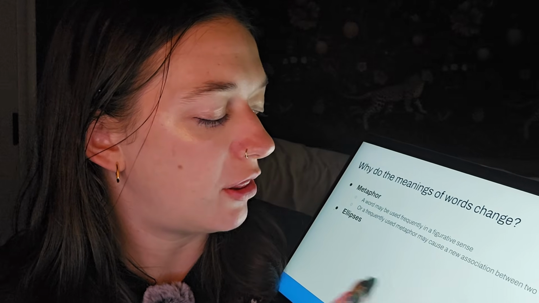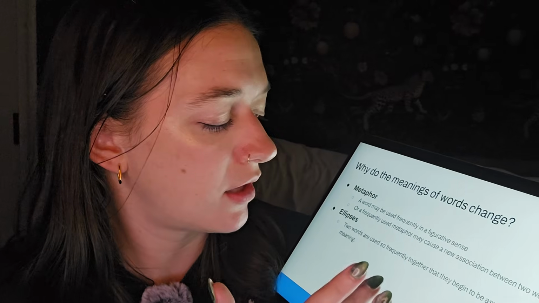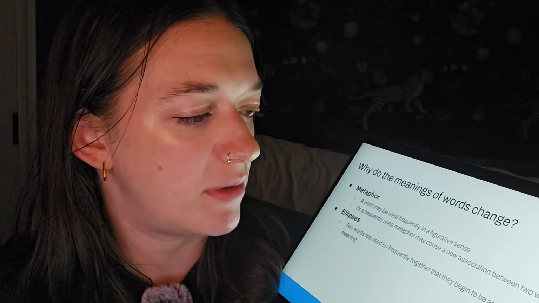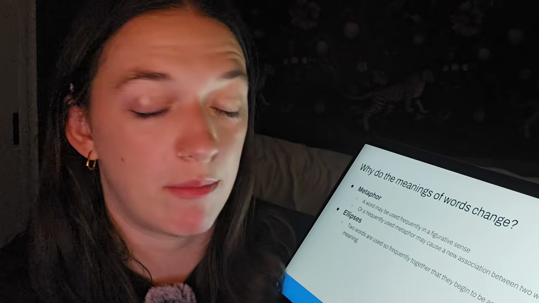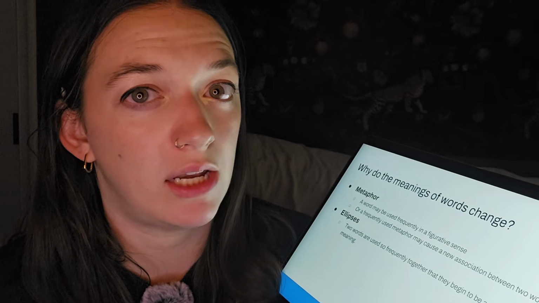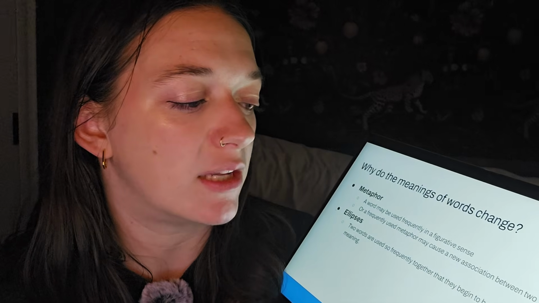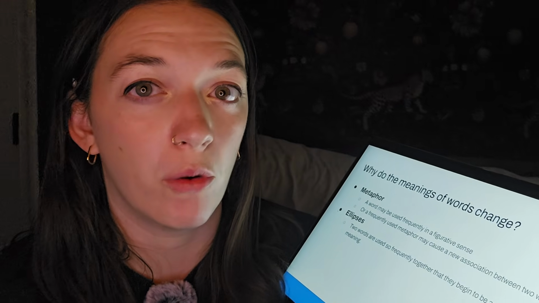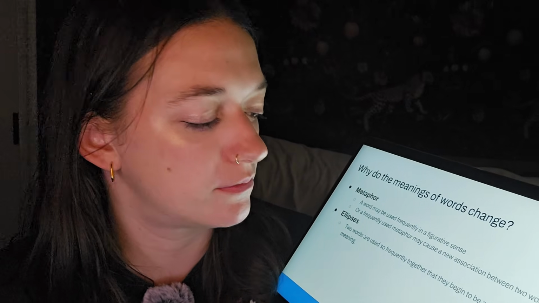Similarly, we have ellipses. So two words are used so frequently together that they begin to be associated with the same meaning. You can omit one word or elide one word, and it'll take on the partial meaning of the word that it is associated with.